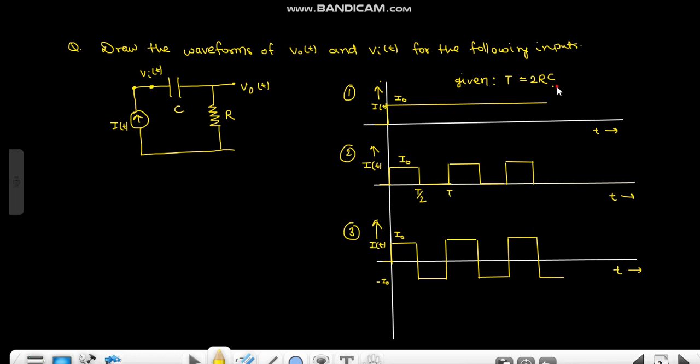So in this question also it's given t equals to 2RC, and you have to draw the waveform of V naught t and VIT. V naught t will be very easy. First I will draw the waveform of V naught t for all the inputs, and then we will move to capacitor voltage, and then we will add both the voltage. Okay, so first talking about V naught t, what would be V naught t? V naught t will simply be IT into R. So simply talking about the voltage across the resistance, we will simply need to multiply the waveform with R. That's it. Then we can simply get the waveform of V naught t.